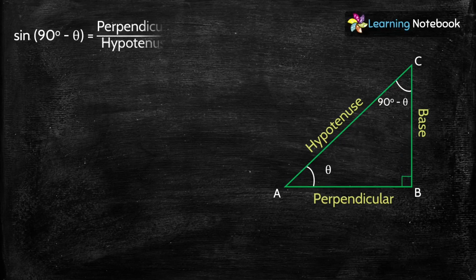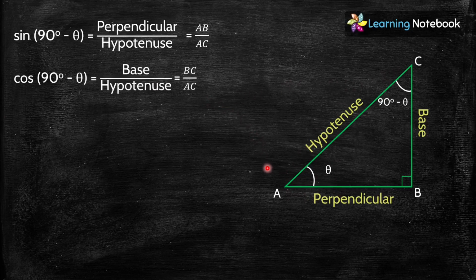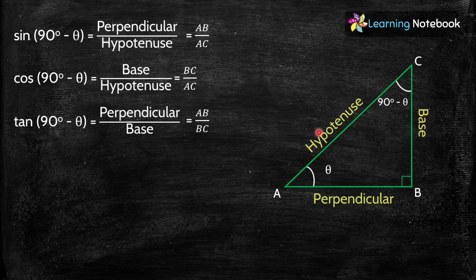So students, sin 90 minus theta will be equal to perpendicular upon hypotenuse, which is AB upon AC. Next, cos 90 minus theta equals base upon hypotenuse, which is equals to BC upon AC. Then we have tan 90 minus theta, which is equals to perpendicular upon base, which is equals to AB upon BC.